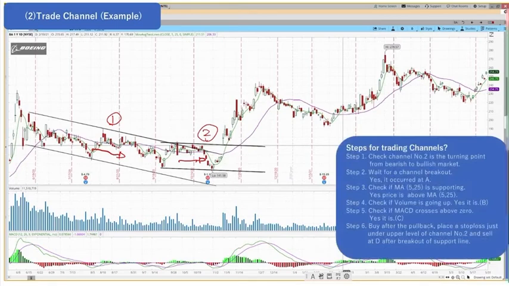Okay, so let's see the setup. I just prepared the steps for trading this channel. Step 1, check that channel number 2 is a turning point from bearish to bullish market. And then wait for a channel breakout at A. So at A a big gap occurred there. And then step 3, we check if a moving average is supporting. Yes, the price is above the moving average. It is supporting. And then step 4, check if volume is going up. Let's see B. Yeah, it is going up.